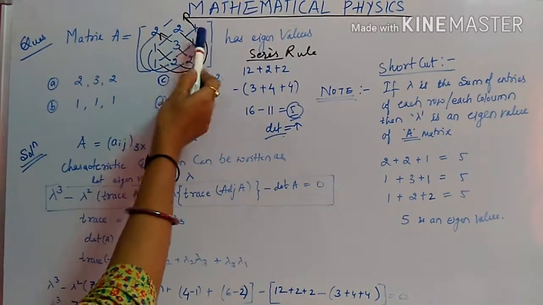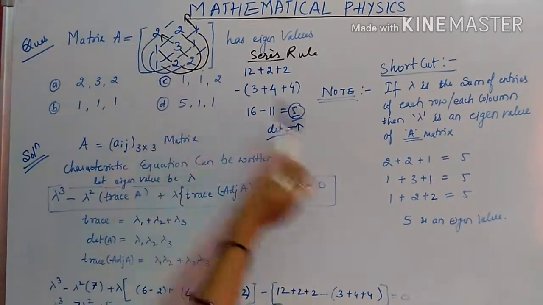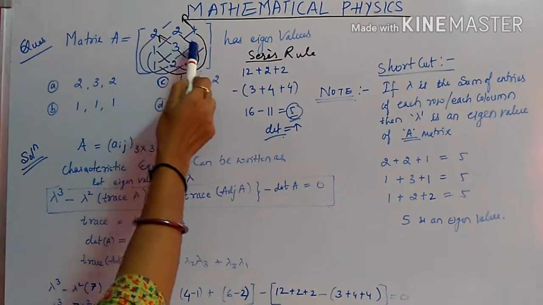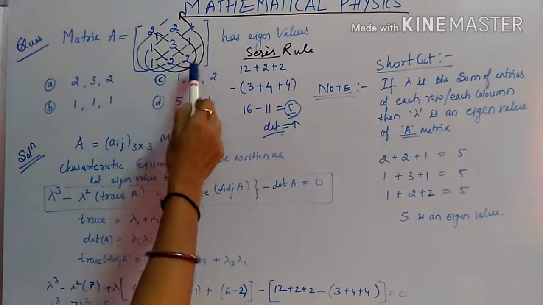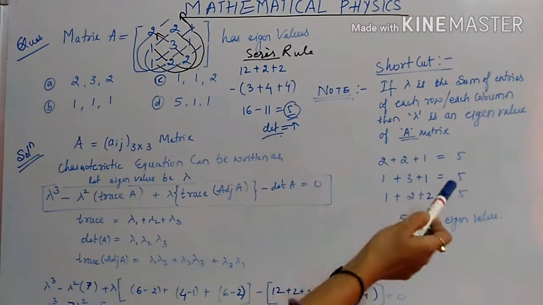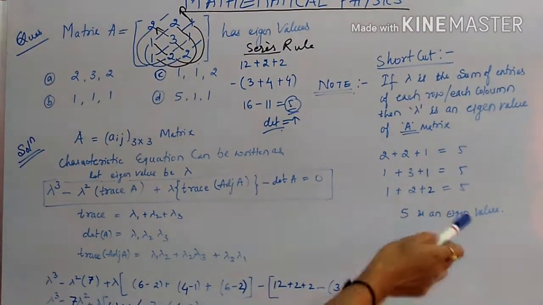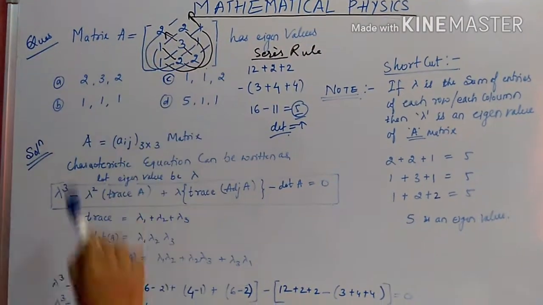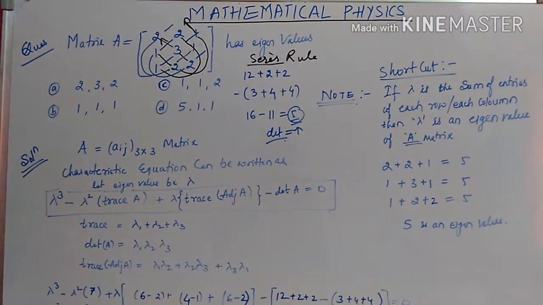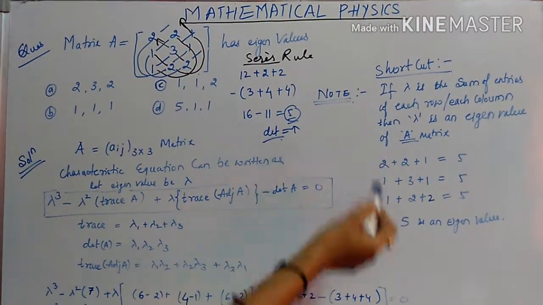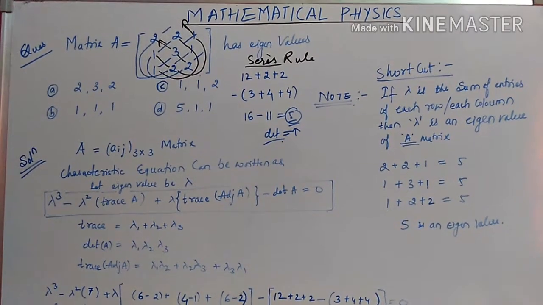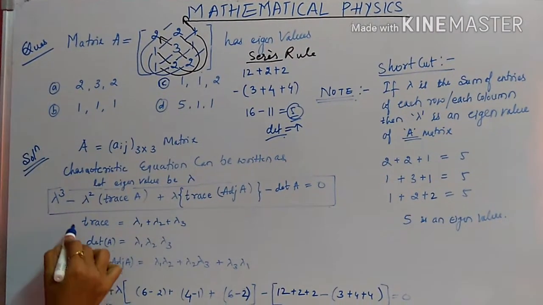So here you see this first row 2, 2 and 1, the second row 1, 3 and 1, and the third row 1, 2 and 2. On adding these you get 5. So 5 must be an eigenvalue of this matrix. Now you have to find the other two eigenvalues. So one eigenvalue you get from this, and for the other two you use these two equations.